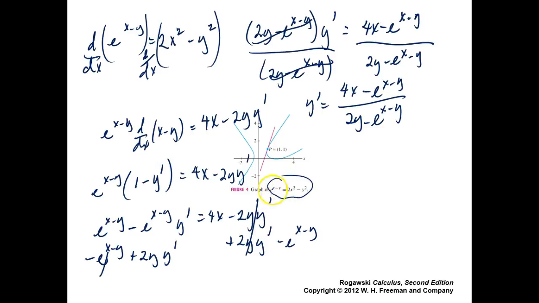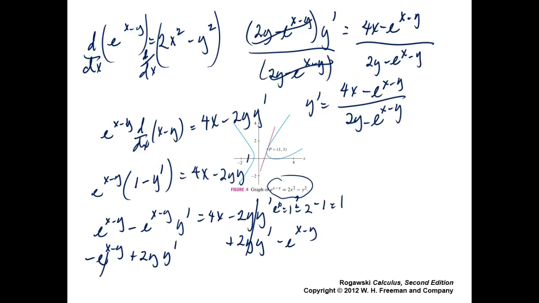So let's do it. e to the 1 minus 1 is e to the 0, that's 1. Okay, is that equal to 2 times 1 squared, which would be 2, minus 1 squared, which would be 1? Sure enough, that is 1. So (1,1) is on that curve. Okay? At least some part of that curve.